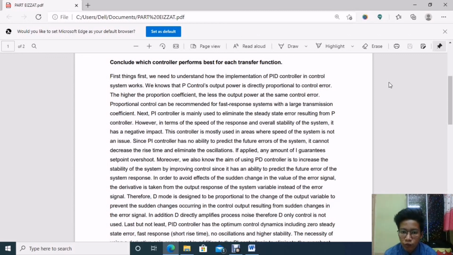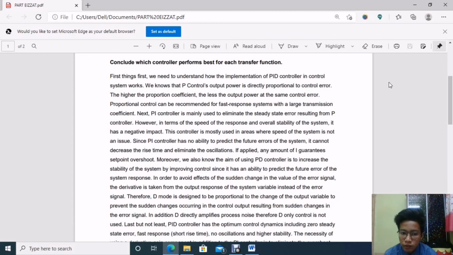Moreover, the aim of using a PD controller is to increase the stability of the system by improving control, since it has the ability to predict the future error of the system response. In order to avoid the effect of sudden change in the value of the error signal, the derivative is taken from the output response of the system variable instead of the error signal. Therefore, D mode is designed to be proportional to the change of the output variable to prevent sudden change occurring in the control output resulting from sudden change in the error signal. In addition, D directly amplifies process noise. Therefore, D only control is not used.